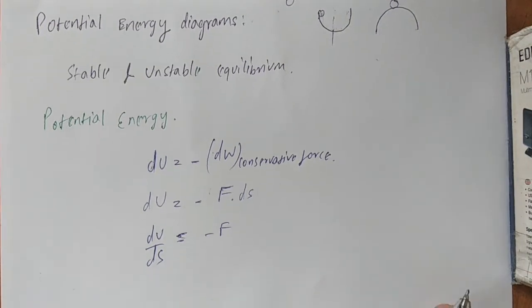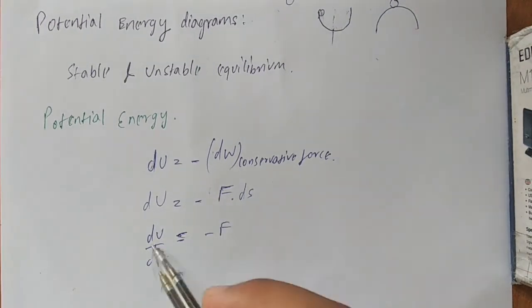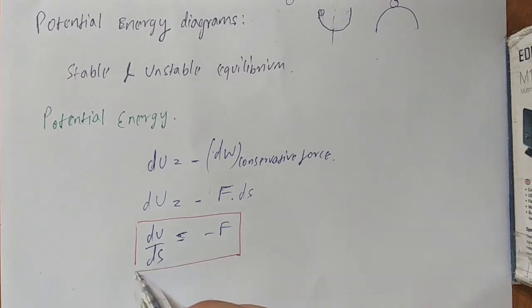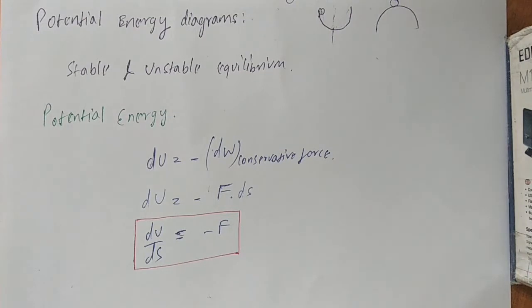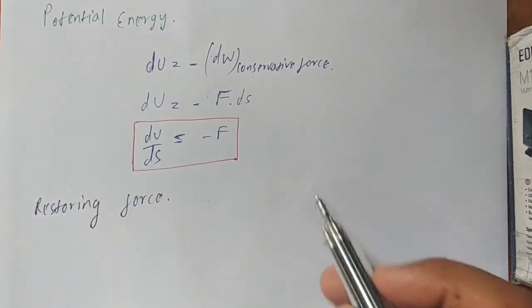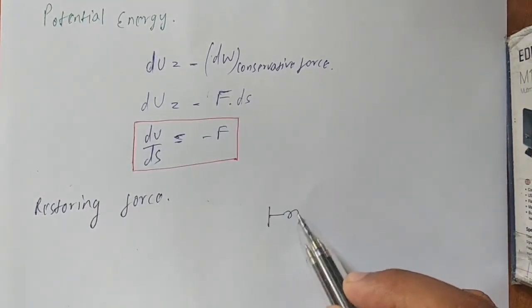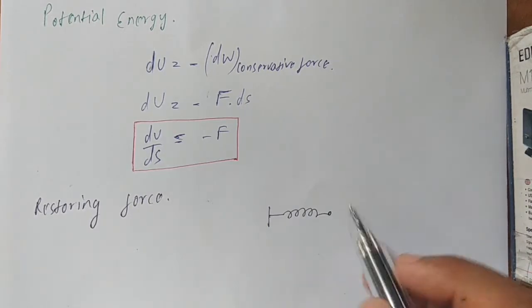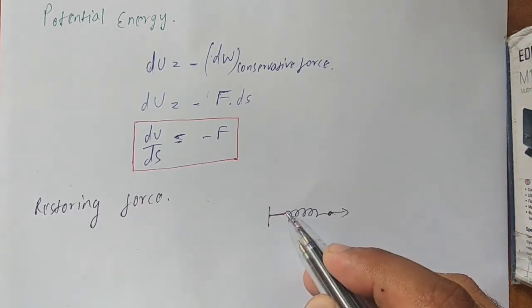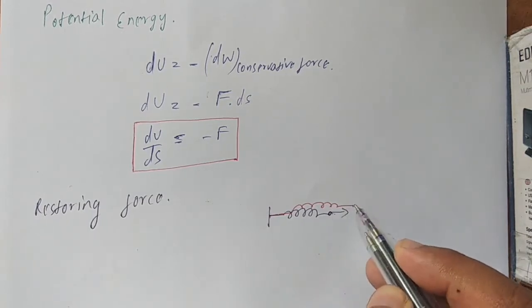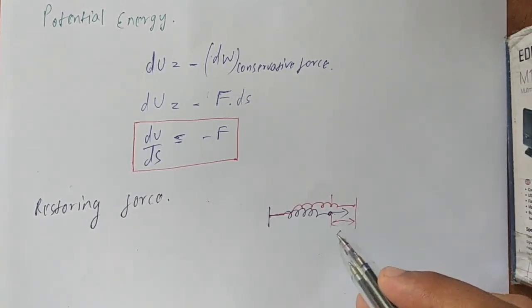Now we will keep this equation for a while, and we will be using it while discussing the potential energy diagram. So what do you understand by the term restoring force? We will take a case of a spring. Say for example we have a spring and you pull it in this direction, which means you are extending this spring further by some displacement change in x.